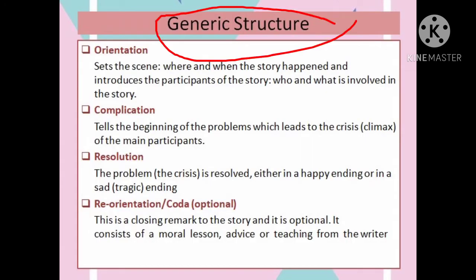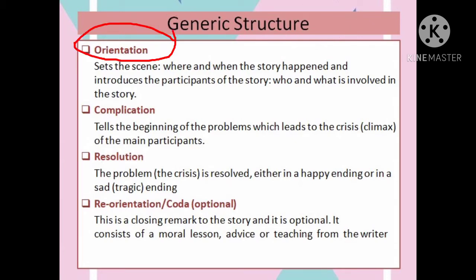Then the generic structure of narrative text. There are 4 parts of it. First, orientation. Orientation itu adalah sets the scene. Jadi settingnya ya, where and when the story happen, kapan dan di mana cerita itu terjadi, and introduce the participants of the story, tokoh dalam cerita tersebut. Who and what is involved in the story, siapa saja dan apa saja yang terlibat dalam cerita tersebut. Itu adalah orientation.